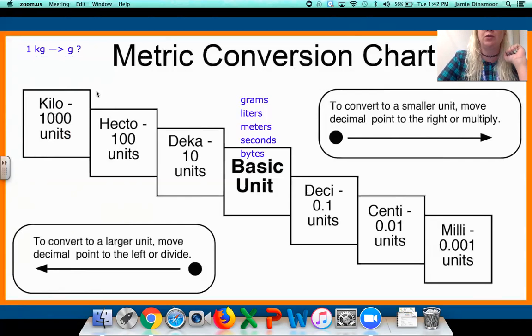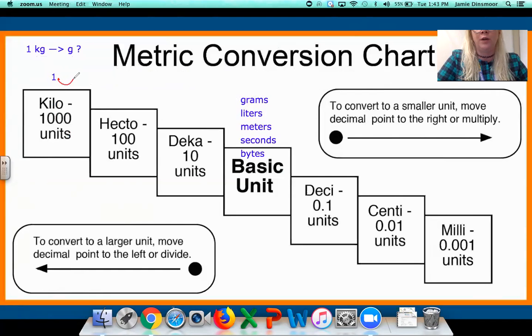Well, all we're going to do is start with whatever prefix or unit we have. So we're starting with a kilogram, right? That means we're going to start over here on this chart. We're going to have our 1, right? Because that's the number that we were given, it's just 1. To figure out how many grams we would have, all we're going to do is move the decimal however many times we need to get to the unit we want. So we're going from kilo to just regular grams, which is our basic unit here in the center. So I'm going to put a decimal point after my 1. And in order to get to grams, I'm going to move my decimal however many times I need to.